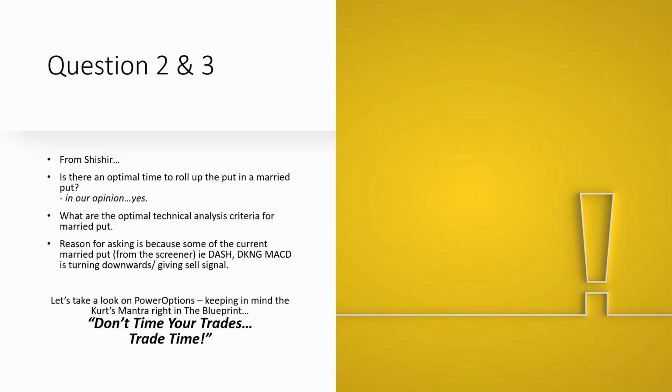Reason for asking is because some of the current married puts from our default screen on PowerOptions, our preferred screen for the married put approach, Dash, DraftKings, the MACD is turning downwards, giving a sell signal. Doesn't always mean a sell signal, but we're going to take a look at PowerOptions.